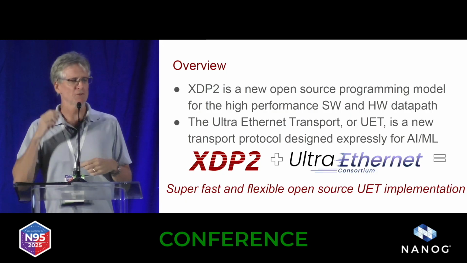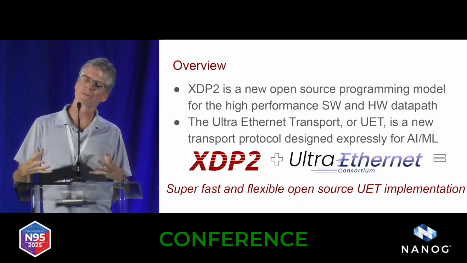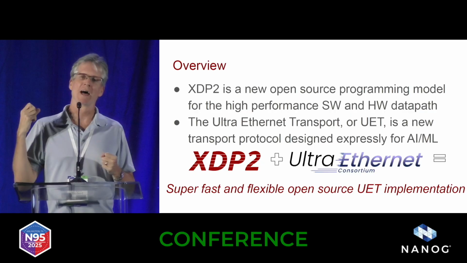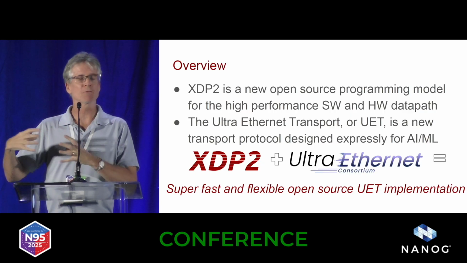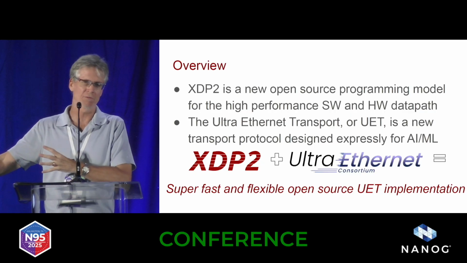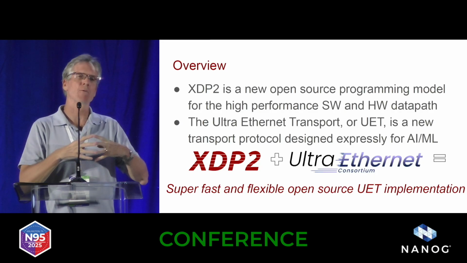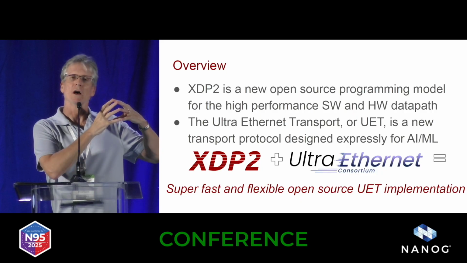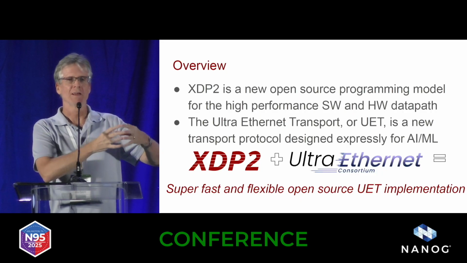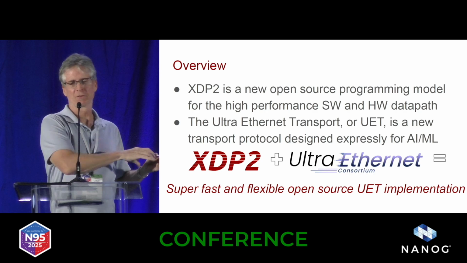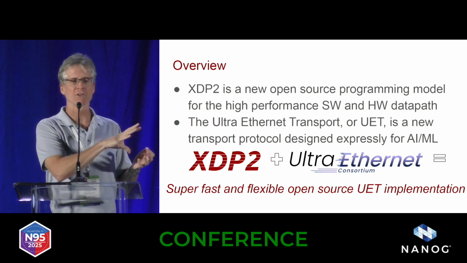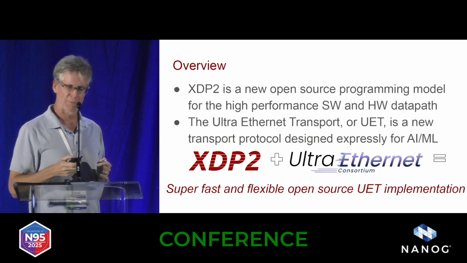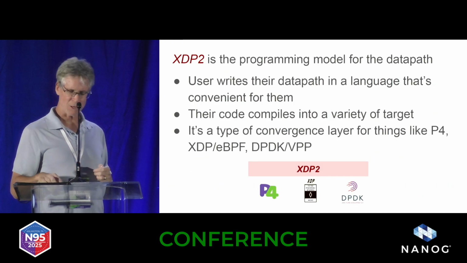So when you think about these two things, especially the complexity of Ultra Ethernet, its requirements, and how it's going to have to adapt to even unknown applications in the future, combining that with a programming model like XDP2, which allows an implementation to be written that can then be run on all this disparate hardware most efficiently, that seems like a good match. So that's kind of the 3 parts we're going to cover today.